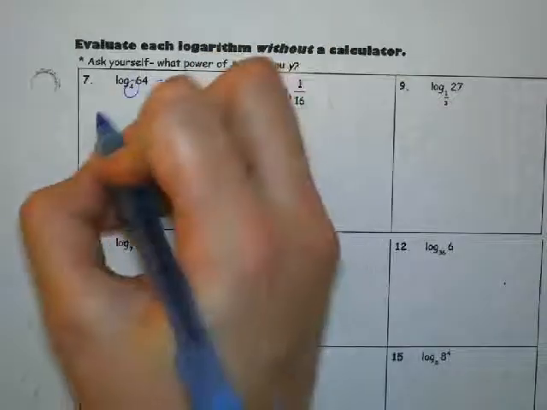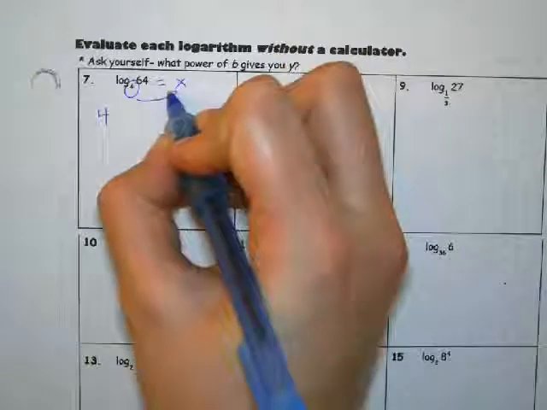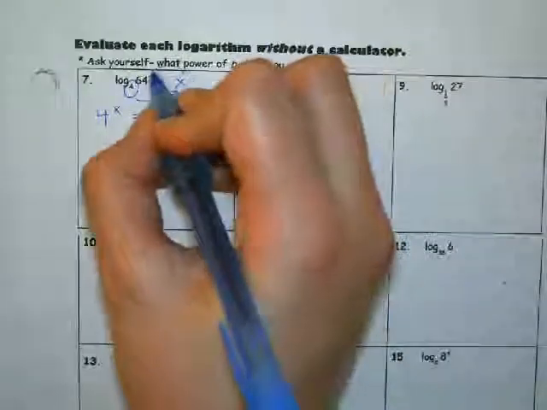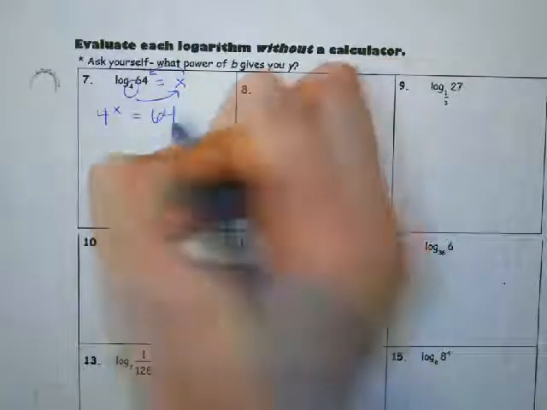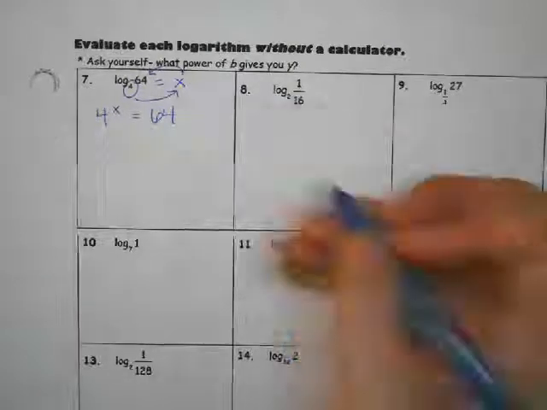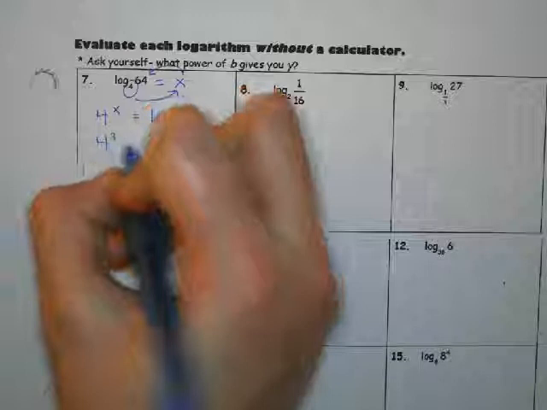The base becomes the base. So 4 to the exponent of x equals 64. And now you should be able to look at your chart and figure out what that exponent should have been. It should have been a 3, right? So 4 to the 3 equals 64.